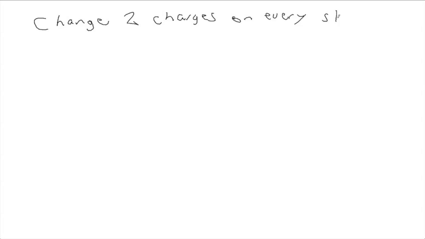Okay, so let's continue. We want to continue with the rules for changing the charges in organic chemistry. So here's the next very important rule. You should always change 2 charges on every step of every mechanism. You should always change 2 charges. That's so important, I'm going to write it down. Okay. Change 2 charges on every step of every mechanism.